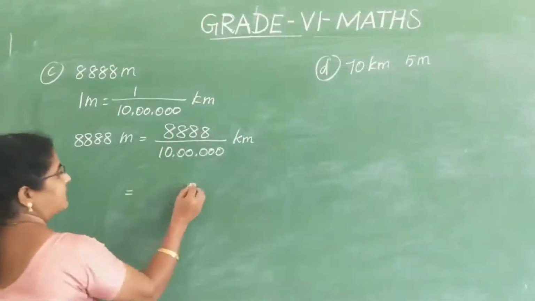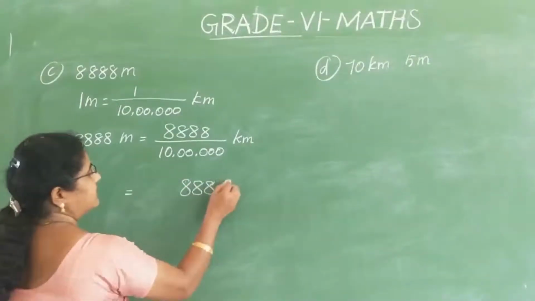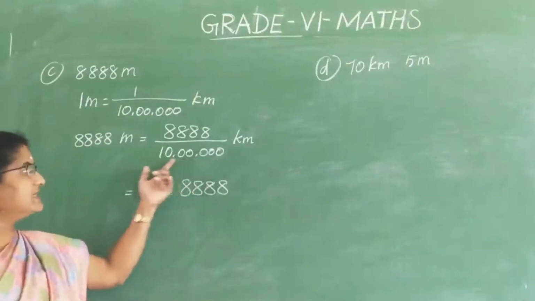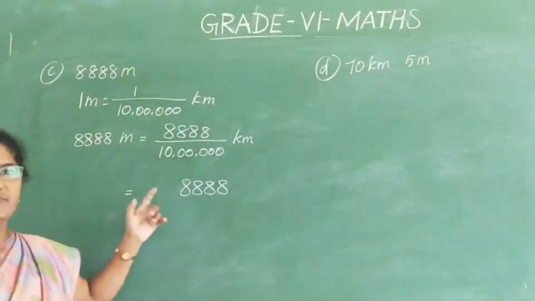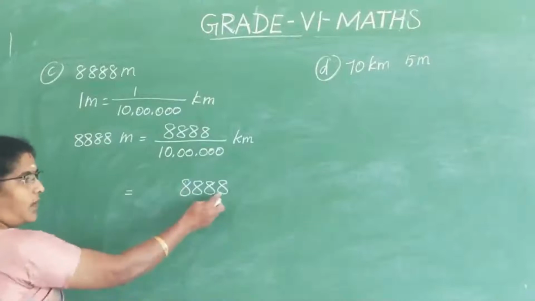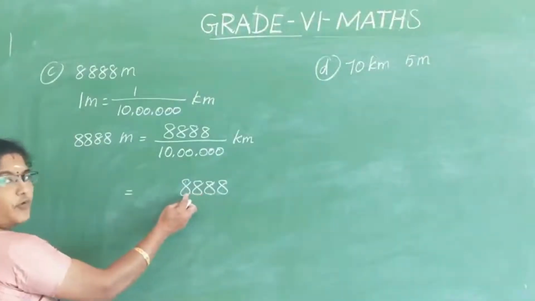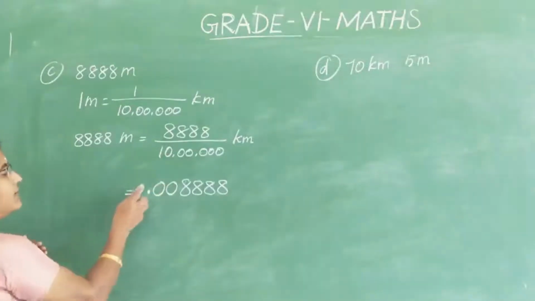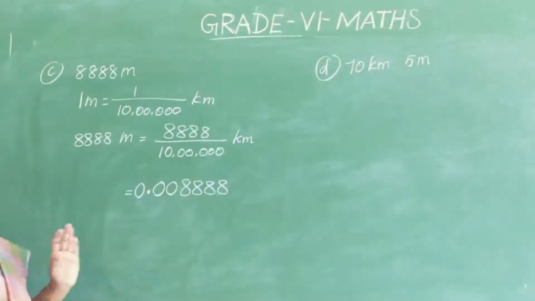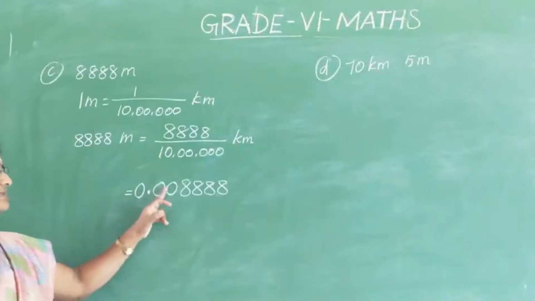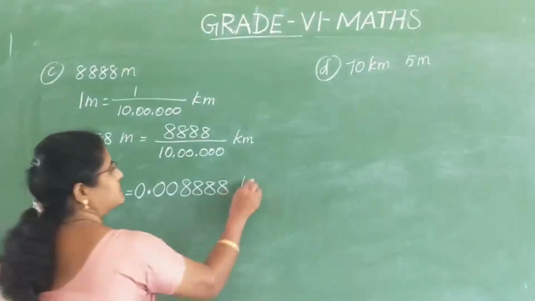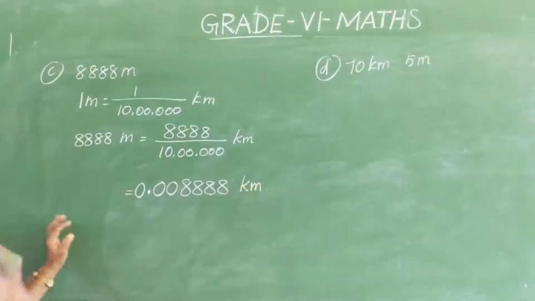This same number, 8,888. The denominator has 6 zeros. So, keep the point before 6 digits. 1, 2, 3, 4, 5, 6, point. Whole number part, nothing, so put 0. So, 0.008888 kilometer. Understand?